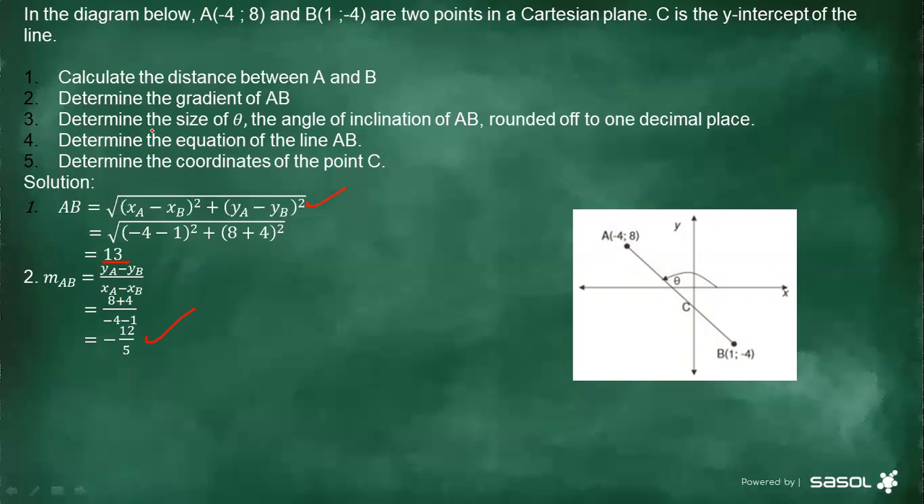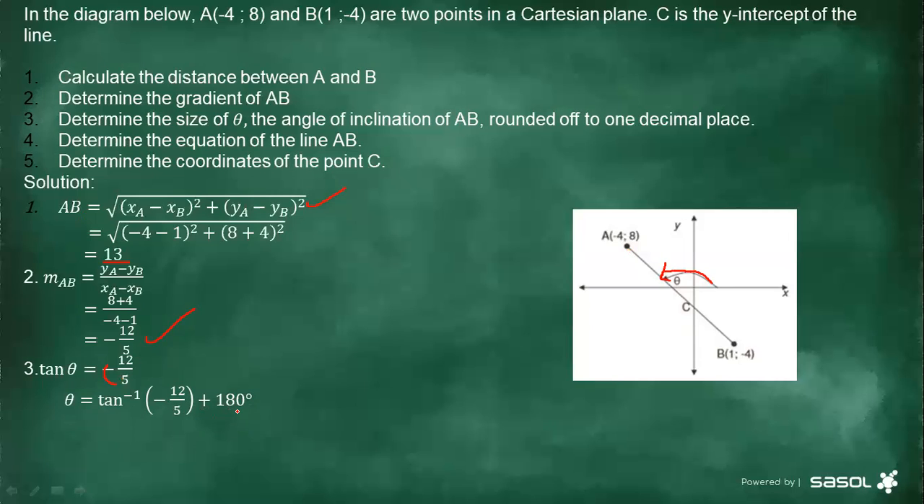Number 3, determine the size of theta, the angle of inclination of AB, and round off your answer to 1 decimal place. Now remember, if you need that angle, which is angle theta, we need the gradient of that line, which is AB, and the gradient is negative 12 over 5. And every time when you calculate the angle and you find that the gradient is negative, we always add plus 180 there, so that it gives us the actual angle.